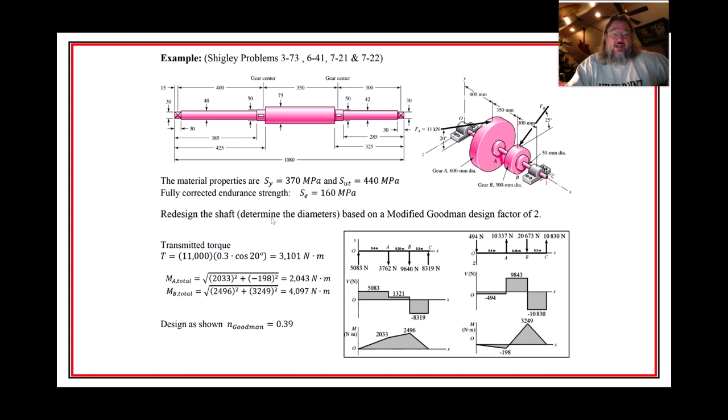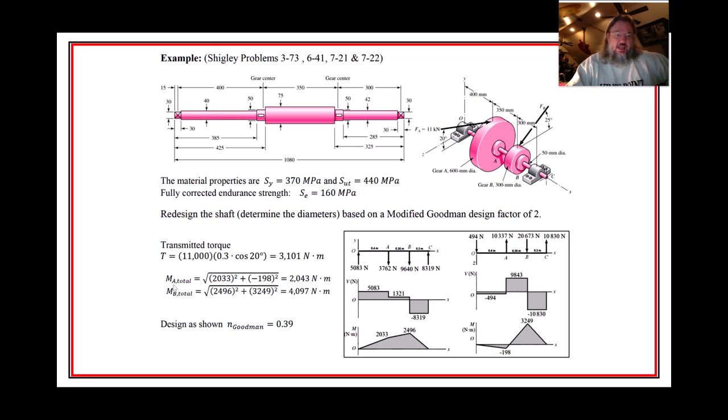But we want to redesign this shaft to determine the diameters based on a modified Goodman safety factor of 2, with the fully corrected endurance strength of 160. We get the yield strength. So all this stuff has already been chosen. Some of this you will have to choose, right?